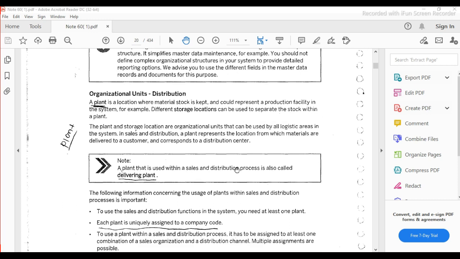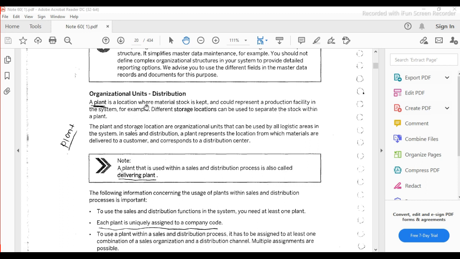Plant is a central organizational unit that can be used on the production side in order to produce the material. Plant is also a place where you can store the material for inventory purposes. It is also a place where you store the finished goods in order to sell to the customer. So it has different uses. If we talk about the plant, we call it a delivery plant in SAP SD. Why? Because when it is used in the sales and distribution process, it is called a delivery plant.